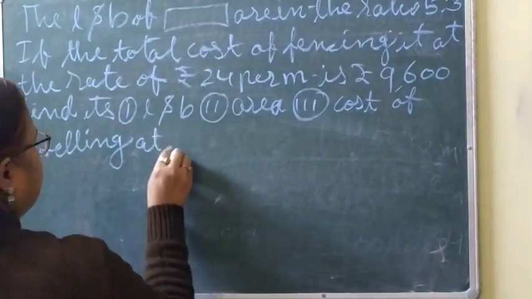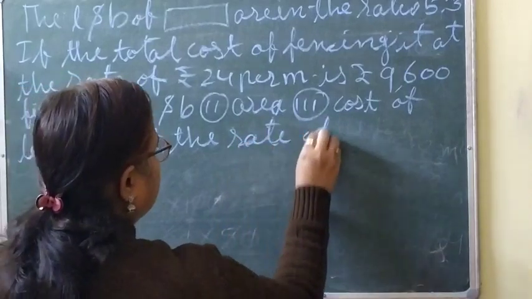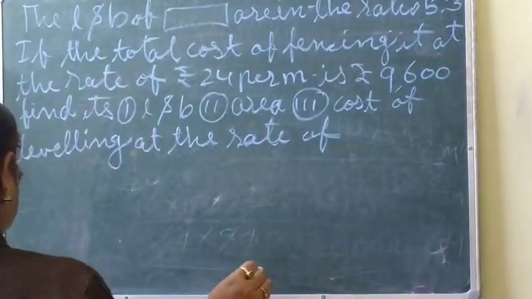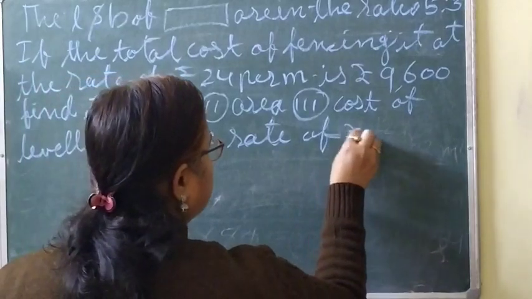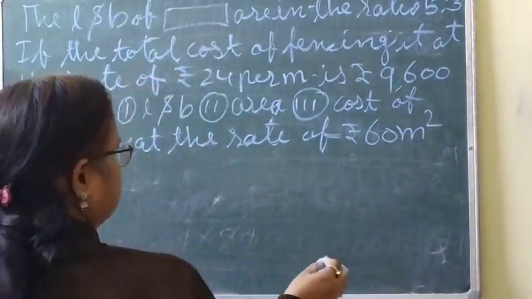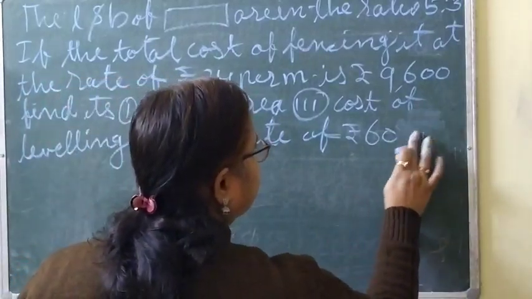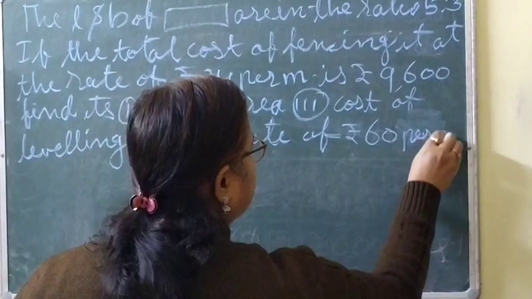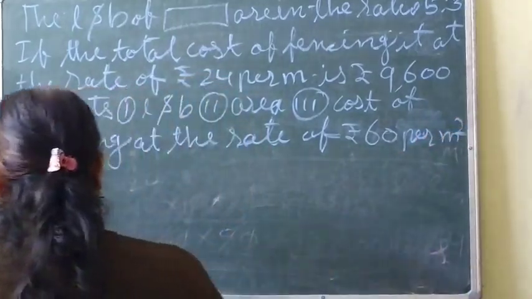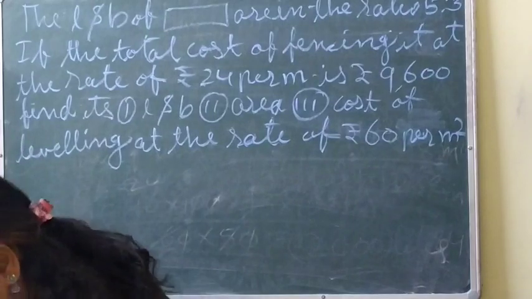Cost of leveling at the rate of rupees 60 per square meter. Rupees 60 per square meter. Okay, this is the question. Now, how we will solve it?